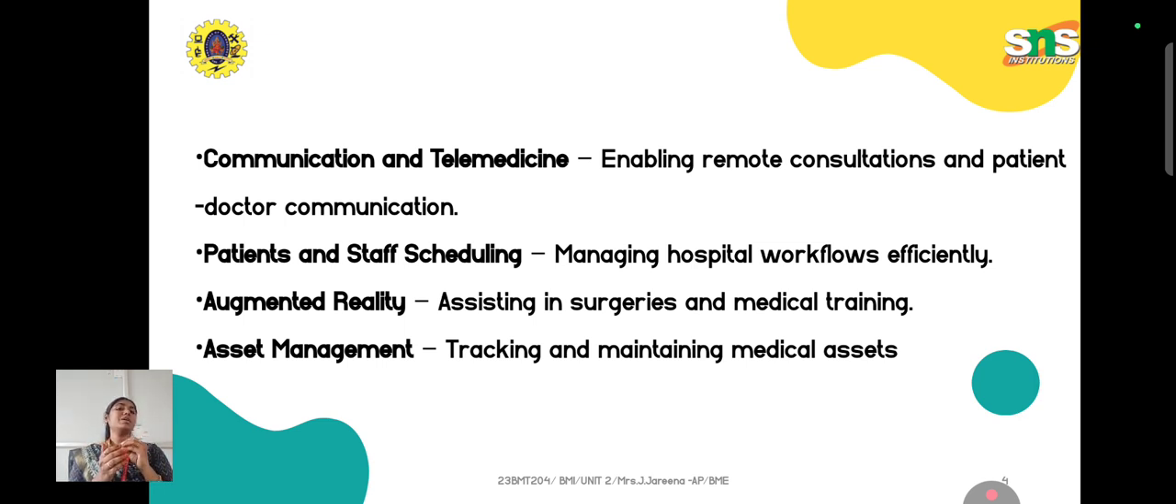Next one is patient and staff scheduling. Even though it is very basic, it is very important, because for each doctor, n number of patients will come to visit. So managing the staff and also the ratio of patients to doctors has to be maintained. And also the waiting areas: most patients will feel disappointed or frustrated because of no proper staff scheduling or patient scheduling, that is, the appointment to meet the doctors.